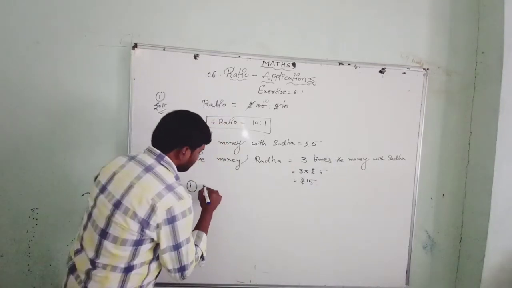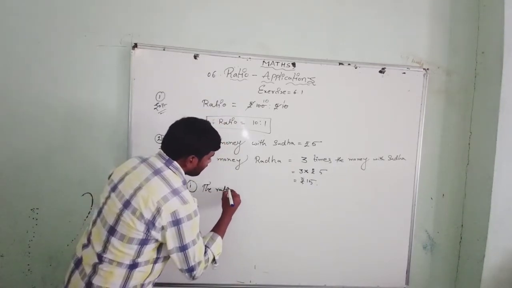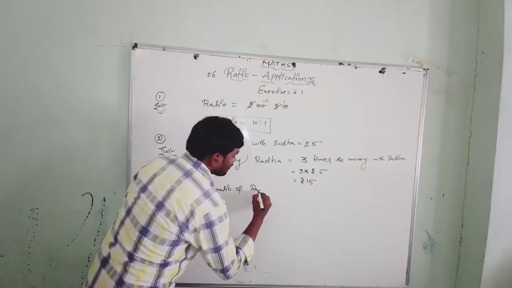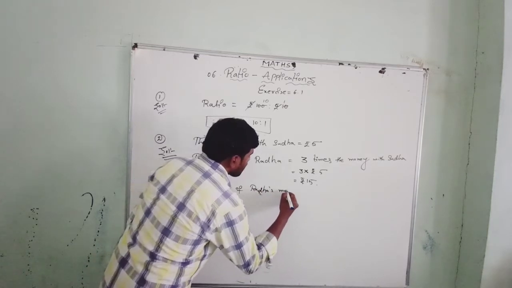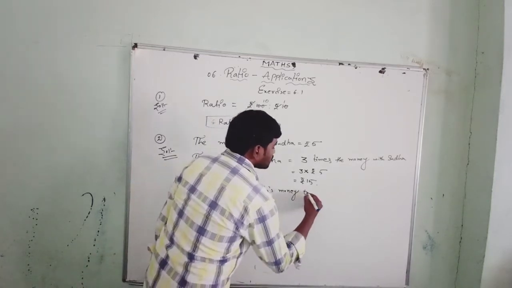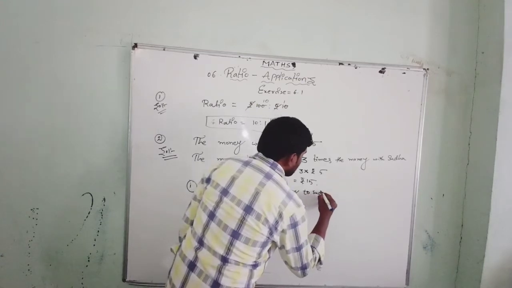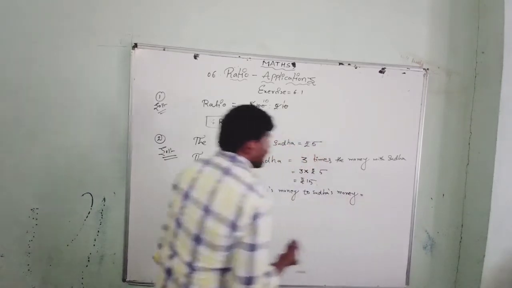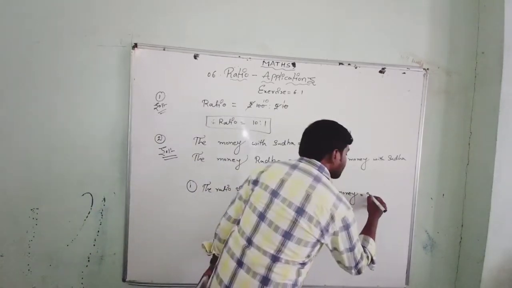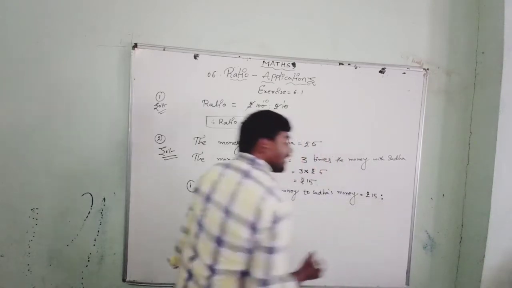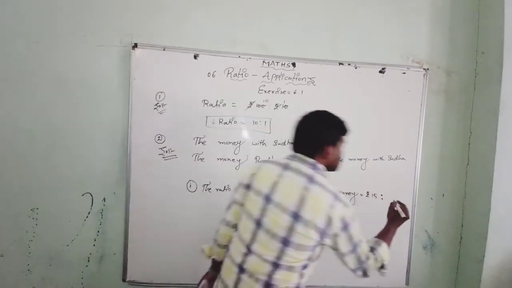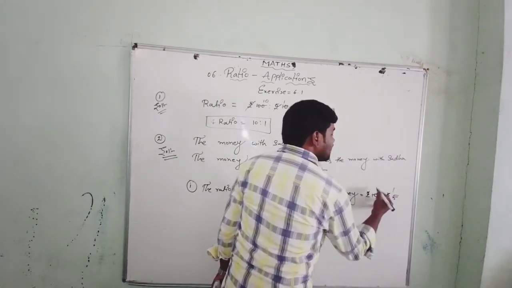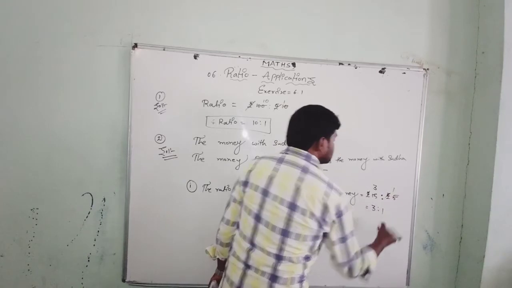The ratio of Radha's money to Sudha's money. How much money does Radha have? Rupees 15. Is to Sudha's money, rupees 5. See, rupees and rupees get cancelled. 5 ones are 5, 5 threes are 15. That is equal to 3 is to 1.